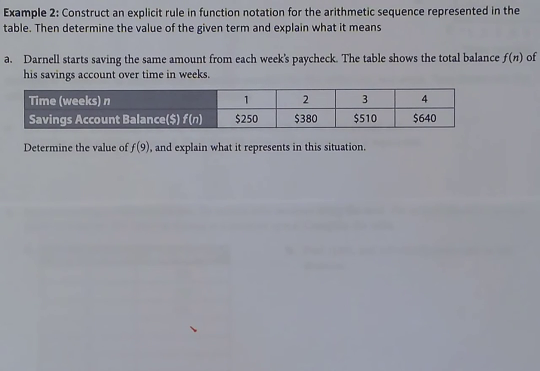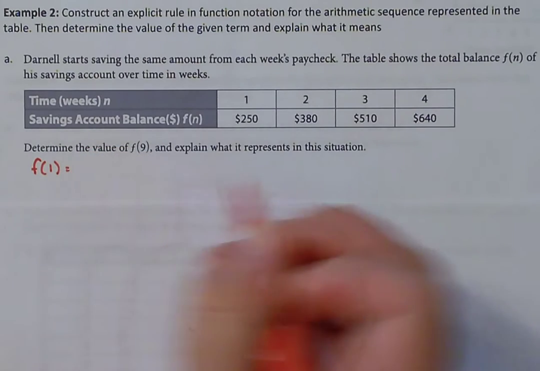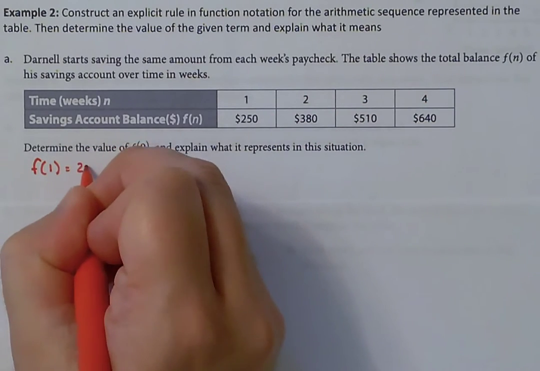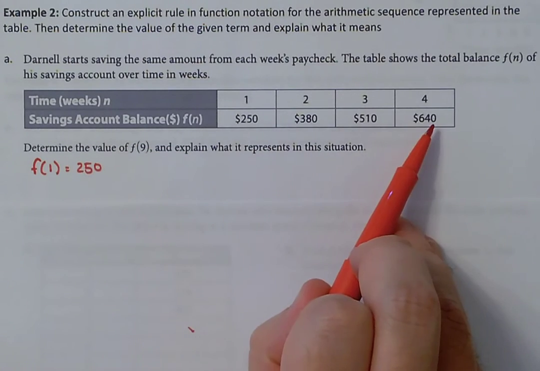Now, when we did this in 4.2, remember I wanted you to identify the first term, and then also identify what the common difference is. So let's first figure out what our first term is. Our first term, based off the table, is 250. And then how much is this increasing or decreasing by?